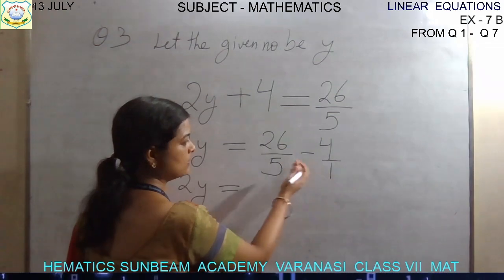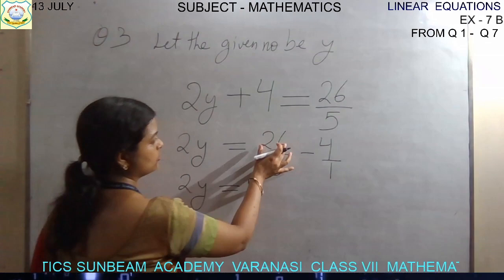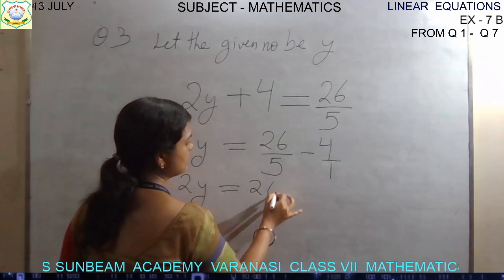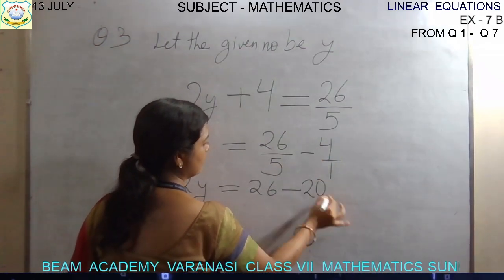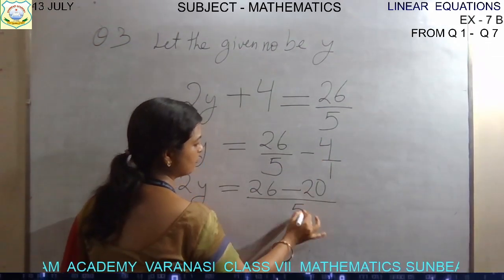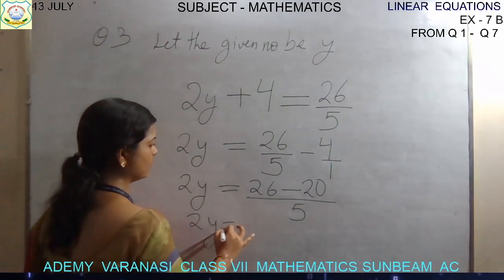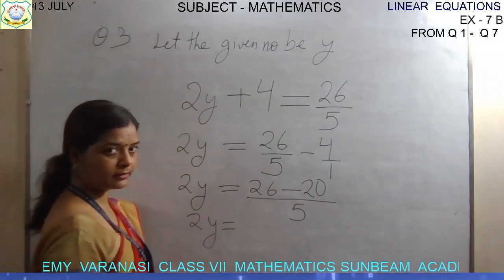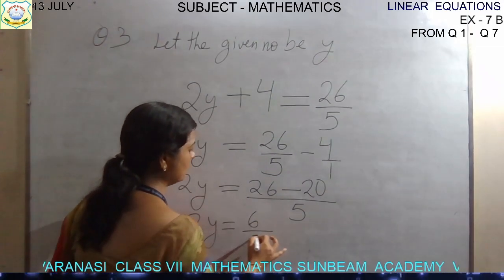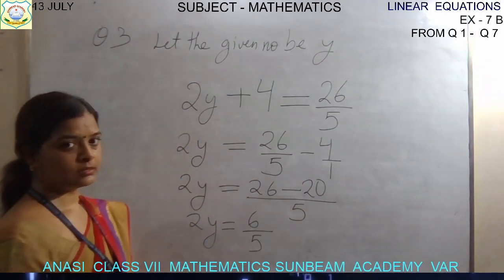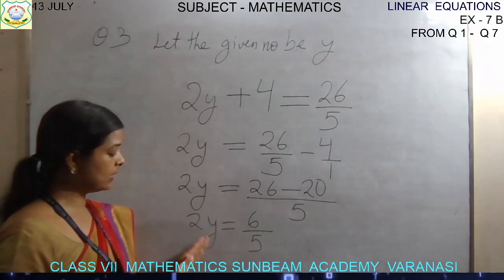Now you know how to solve such problems. These two are in the form of fractions. So 26 into 1, 26 minus 5 into 4. 5 into 4 will be 20, divided by 5 ones are 5. Now 2y is equal to 26 minus 20. See the numerator, 26 minus 20 is 6 only. So 6 by 5. Still we don't know the value of y, and with y, 2 is there.